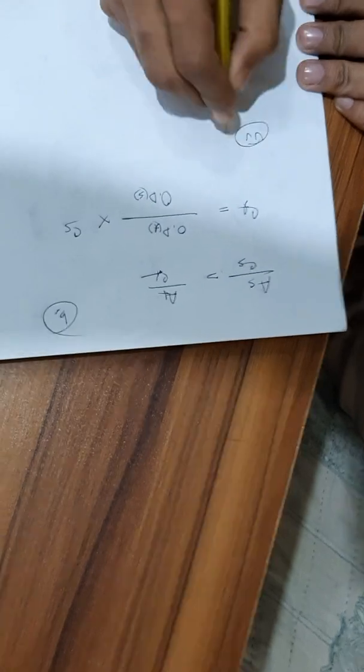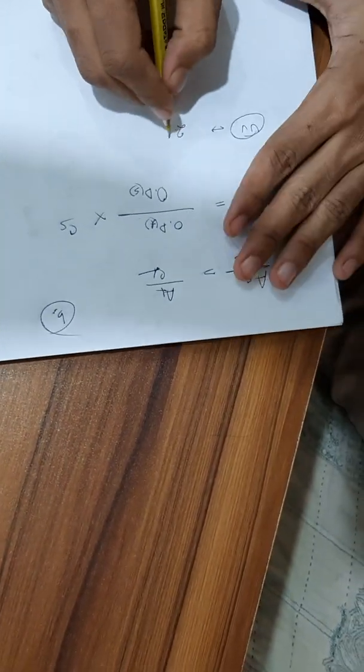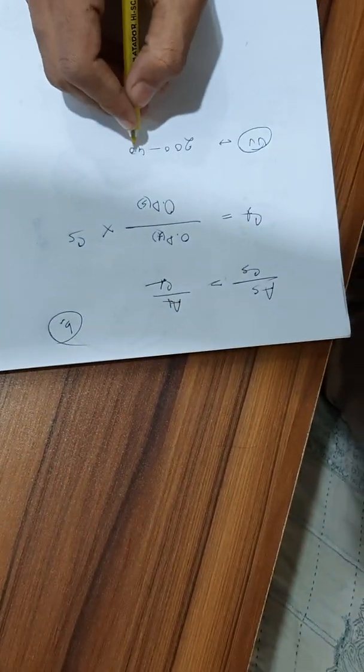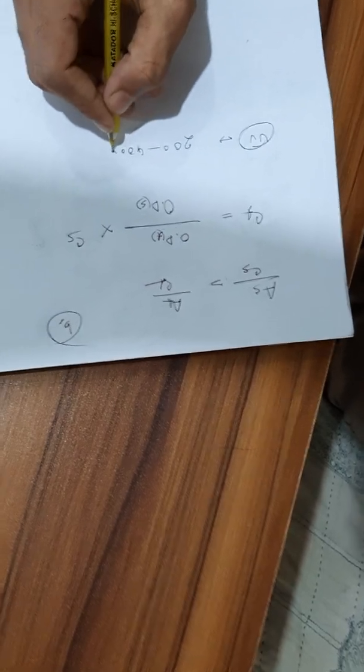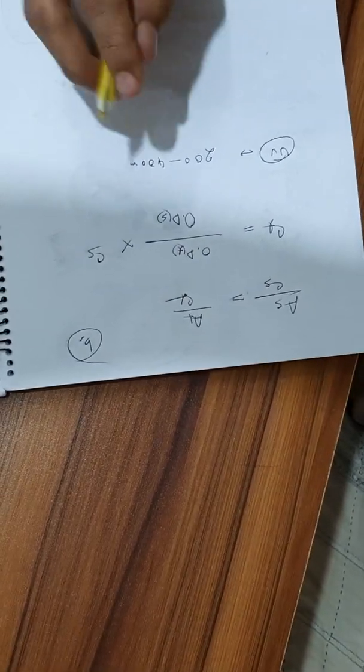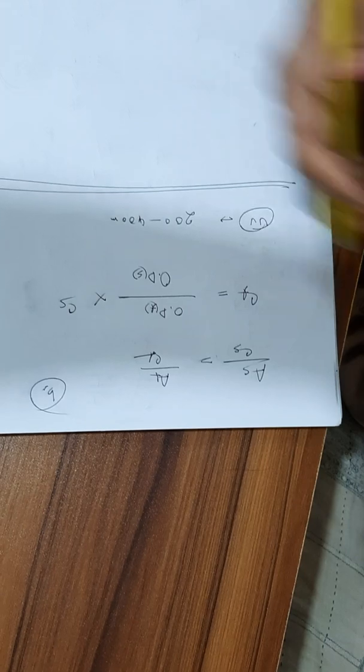In UV photometry or spectrometry, we use 200 to 400 nanometer wavelength light. Now, this is the end of the photometry.